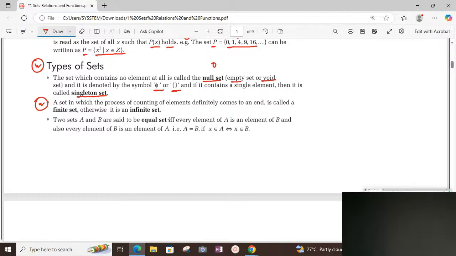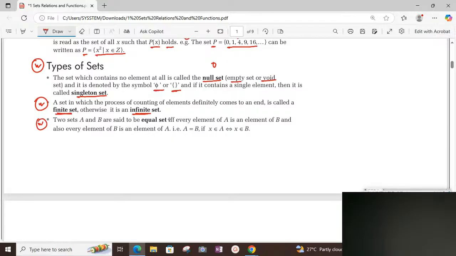A set in which the process of counting elements definitely comes to an end is called a finite set. In other words, the set whose elements can be counted is known as a finite set. The set whose elements cannot be counted is known as an infinite set.